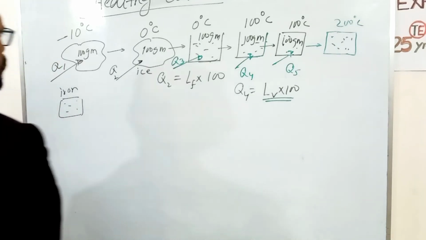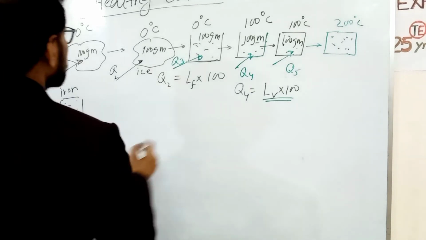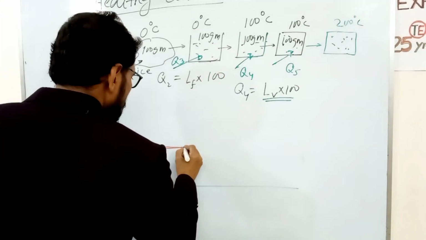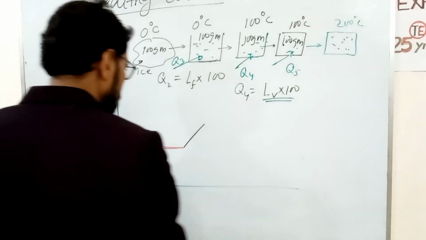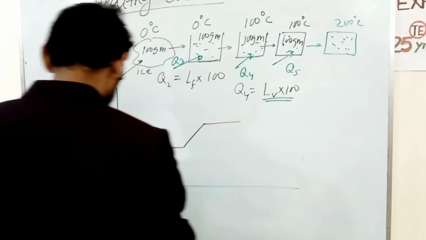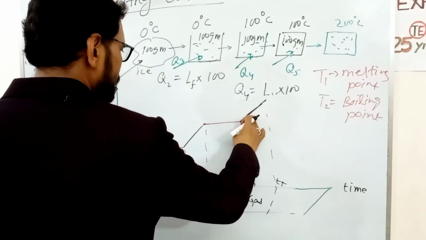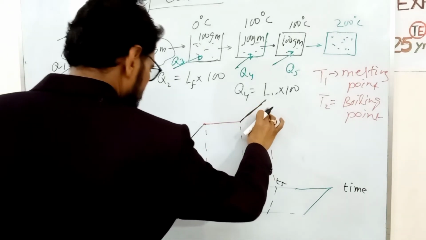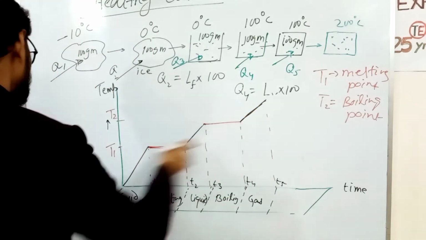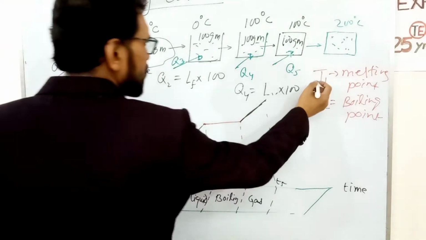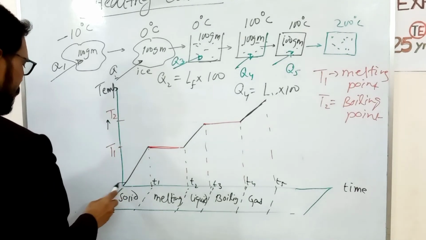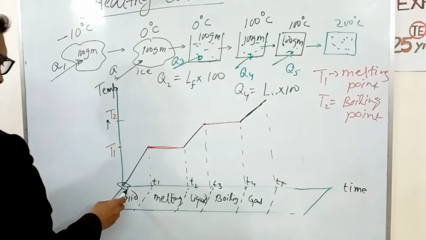So if we draw the heating curve of this process, of this substance, the temperature of the gas rises at this portion. T1 is the melting point, T2 is the boiling point. So this is the heating curve. Now this is where ice of minus 10 degree centigrade is present.